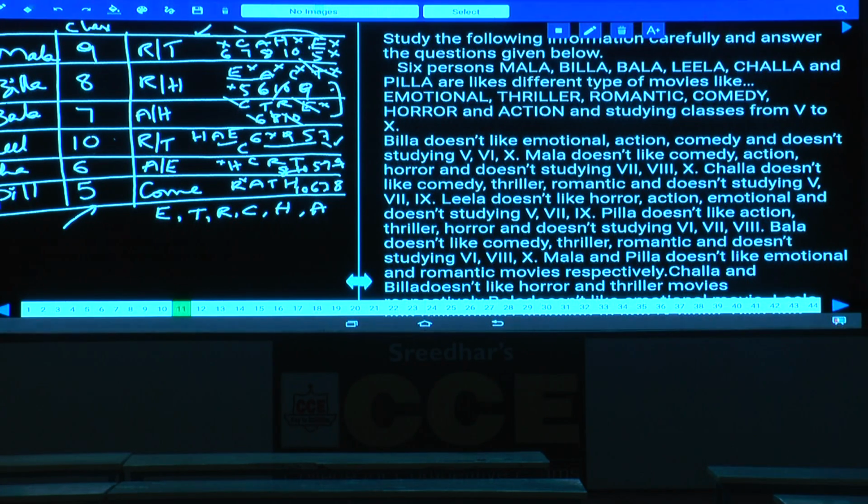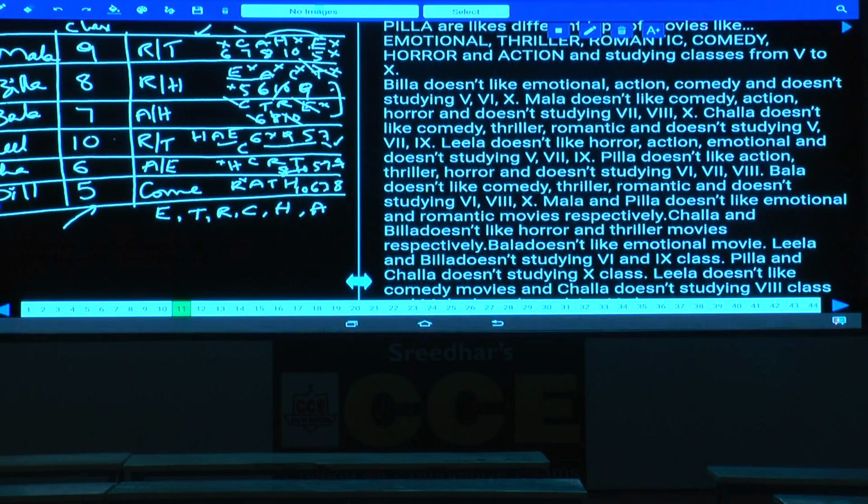6 and Pilla like different types of movies. Action, studying from 5th to 10th. E. Now, sir.